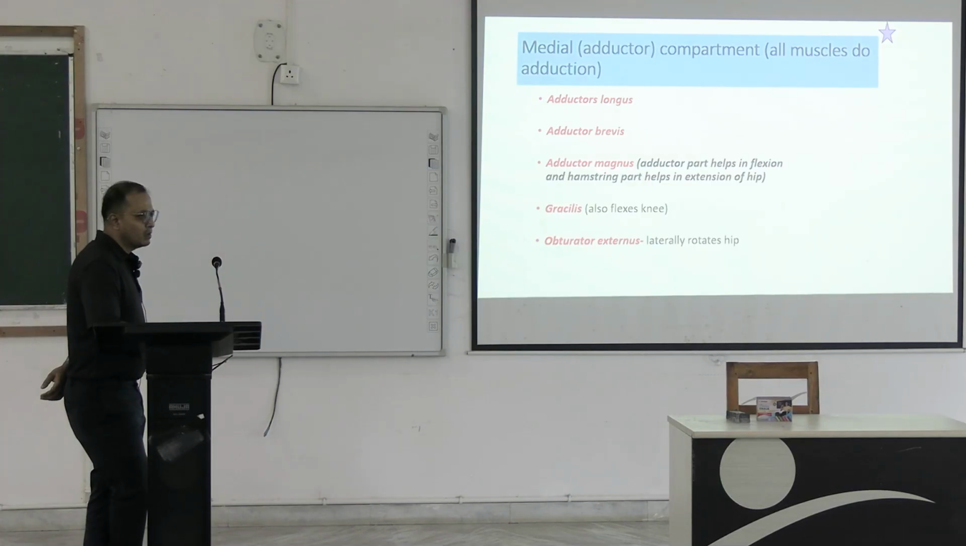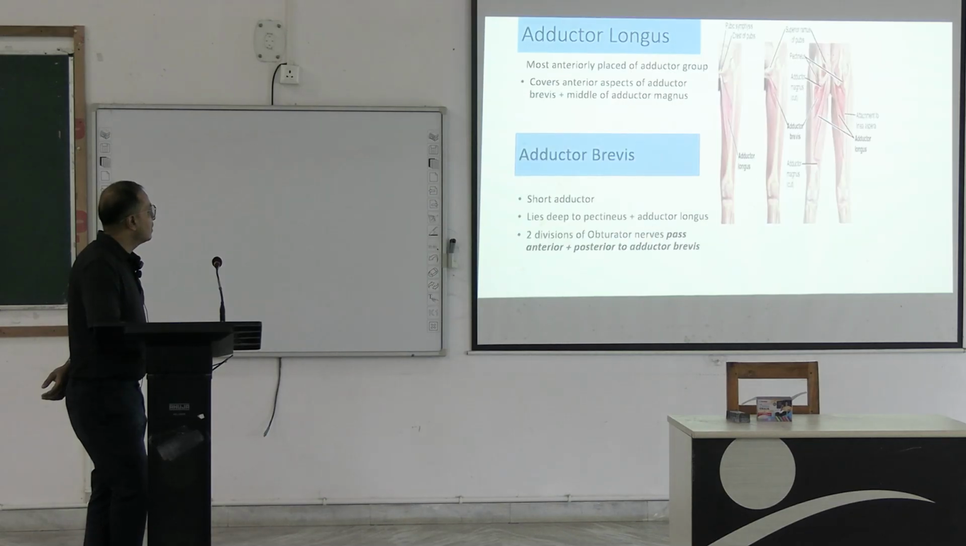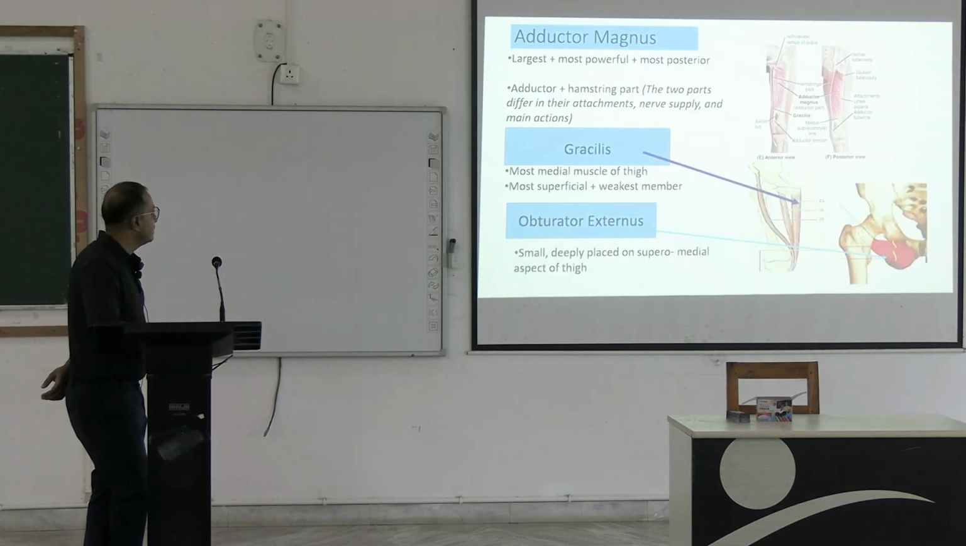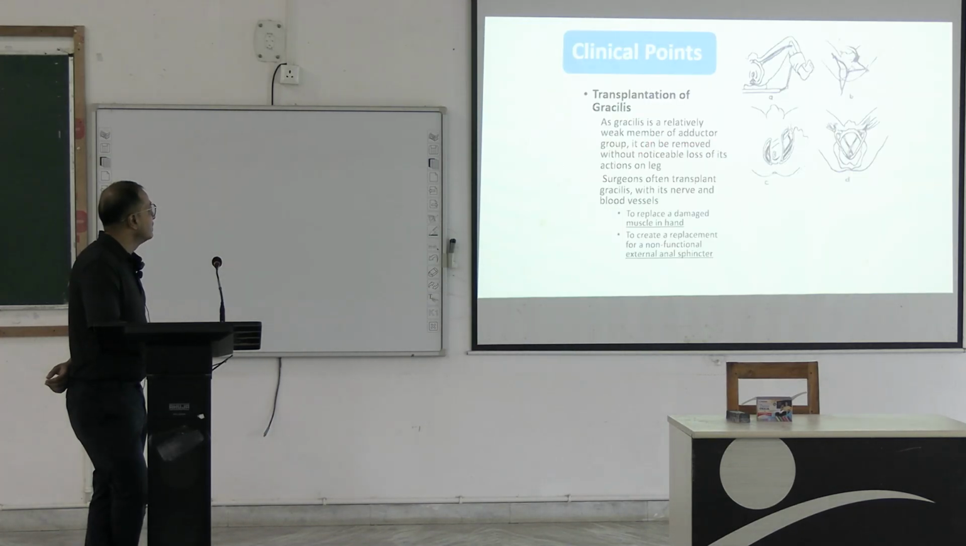In the medial compartment we also have the slim muscle, which we call gracilis, and obturator externus, which is a tiny medial muscle, basically a rotator muscle of the hip region. Out of these adductor muscles, adductor longus and brevis you should be able to identify in a specimen. Adductor magnus, the largest muscle, has holes in it. We call them foramens. The perforators present in this region perforate through the adductor magnus, going from the front side to the back side of the thigh region.